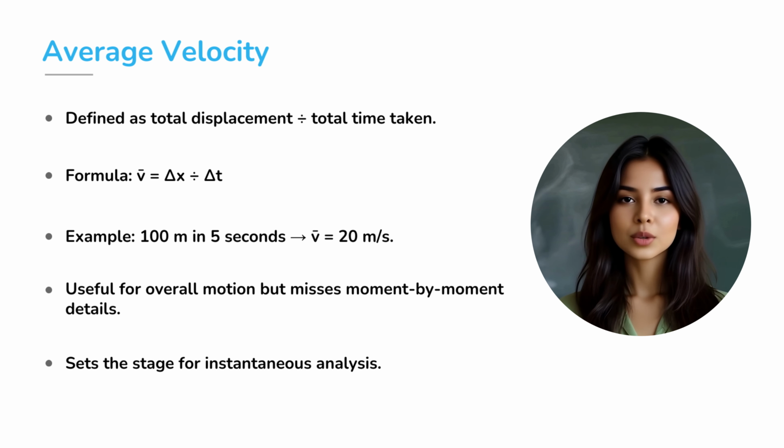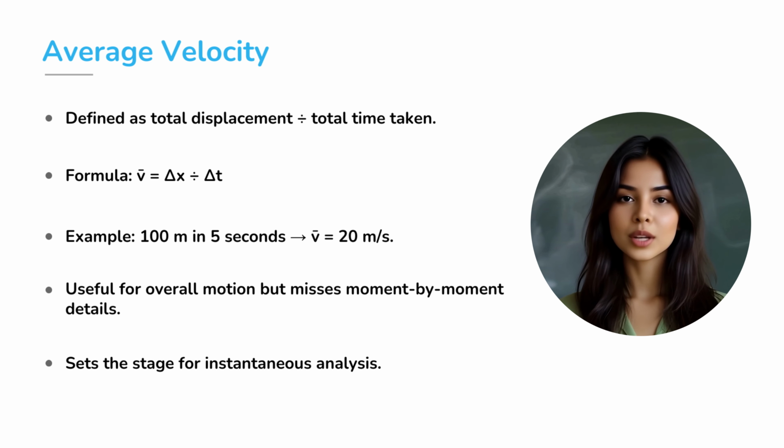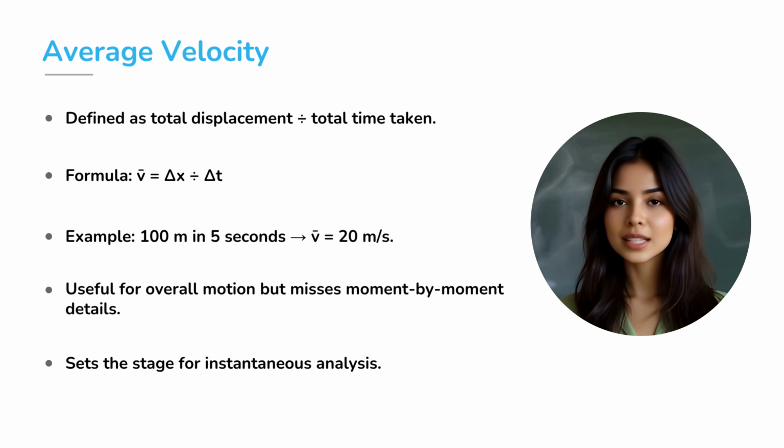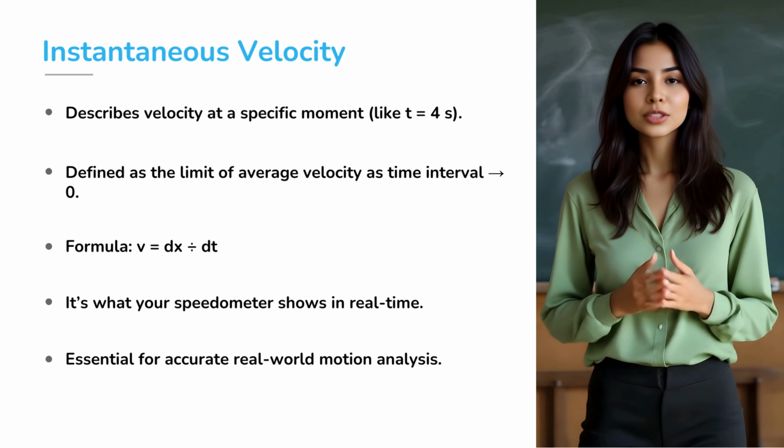Here's a quick example. A car travels from point A to point B, covering 100 meters in 5 seconds. So, v bar equals 100 meters divided by 5 seconds, which equals 20 meters per second. This gives us a basic overall idea of motion, but it doesn't tell the full story. Average velocity gives us the big picture.